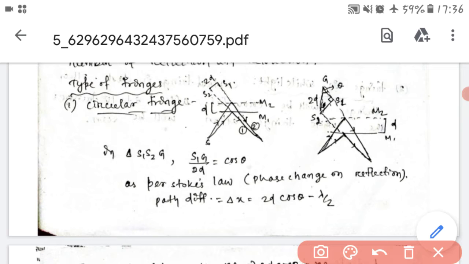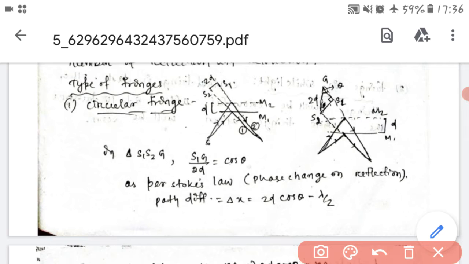You can learn it from previous theories or any standard books. If you don't know how the distance between S1 and S2 became 2d, then let me know in the comment section. I will make a different video on this.